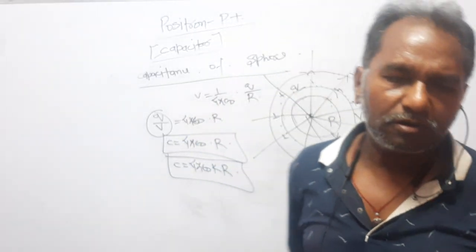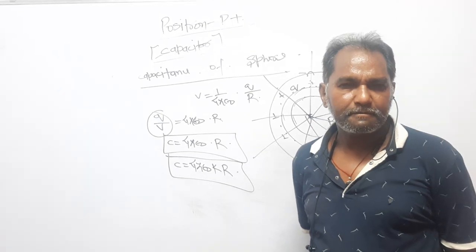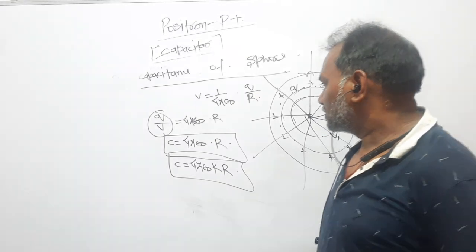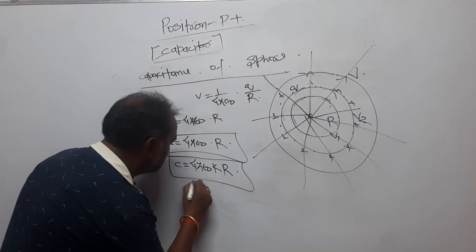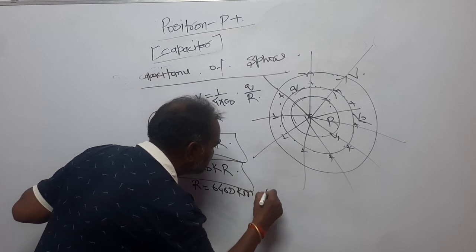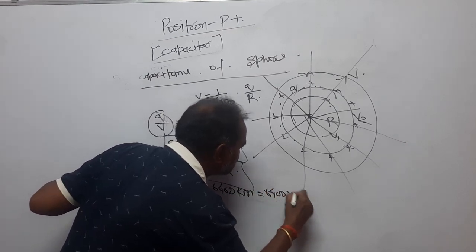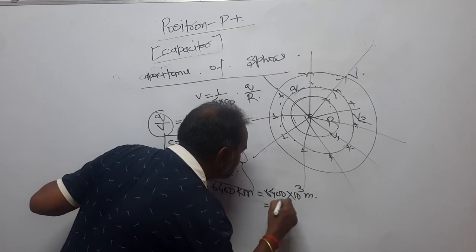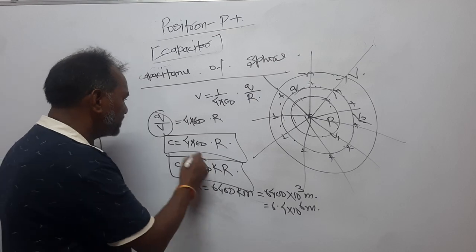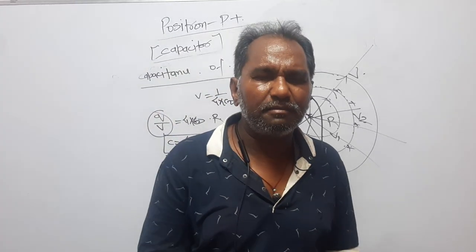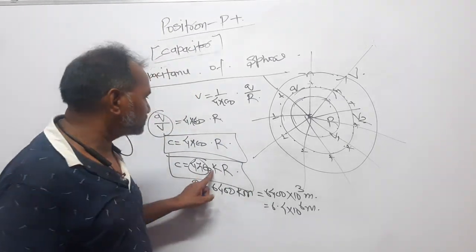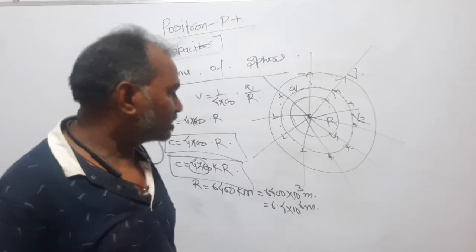Dear student, your Earth is a sphere having a radius of 6400 kilometer. So the radius of the Earth works out to be R is equal to 6400 kilometer, or 6400 into 10 raised to the power 3 meter, or 6.4 into 10 raised to the power 6 meter. Replace here the value: 1 upon 4 pi epsilon naught is 9 into 10 power 9. So 4 pi epsilon naught is 1 upon 9 into 10 power 9.